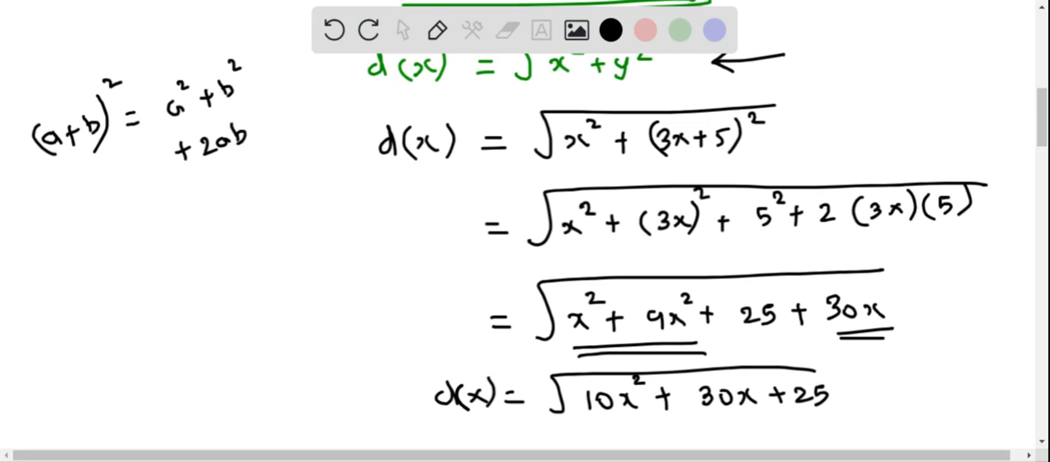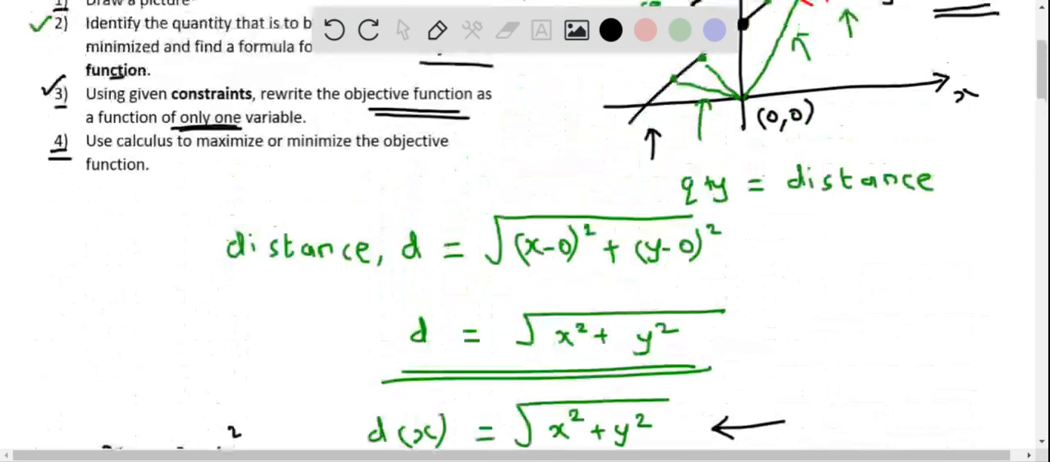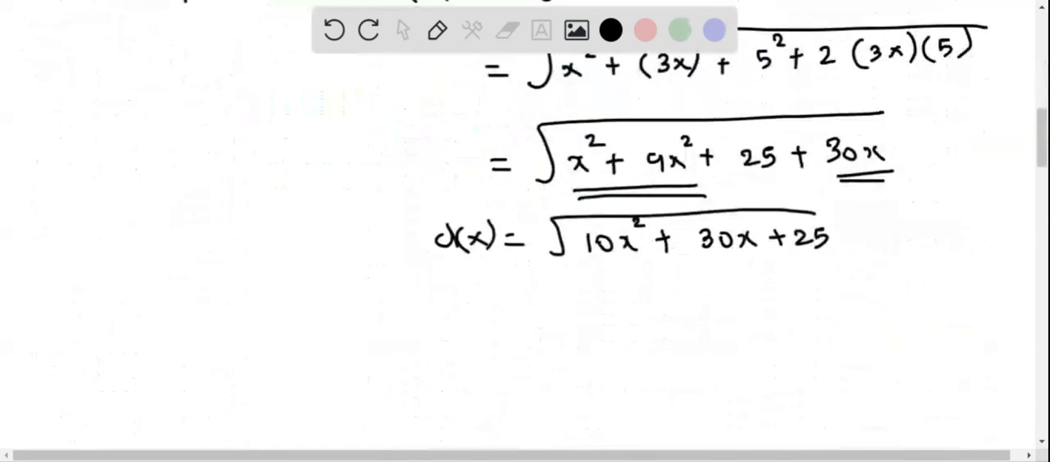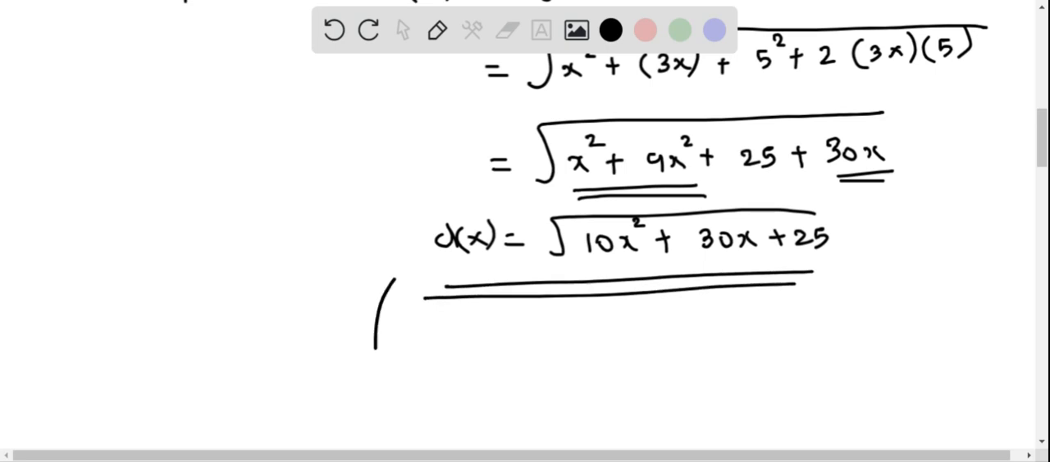So we have completed the third step as well, which means we have identified the constraint as well as written the objective function as a function of just one variable. Now let's use the calculus, which is the fourth step, to minimize this distance. So let's get back to our distance function. One thing I'm going to do is square both sides, because this is under the square root. To simplify the calculation, we can square both sides.